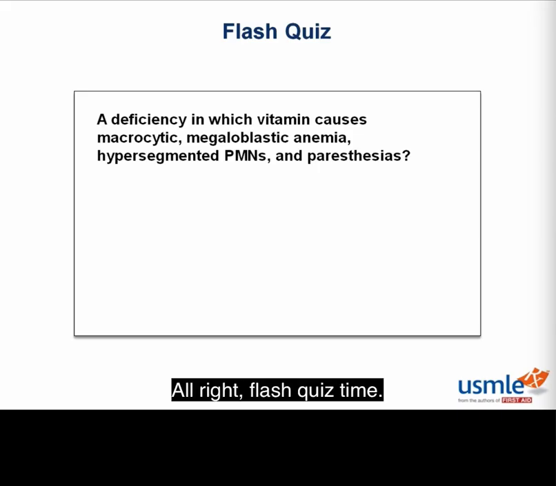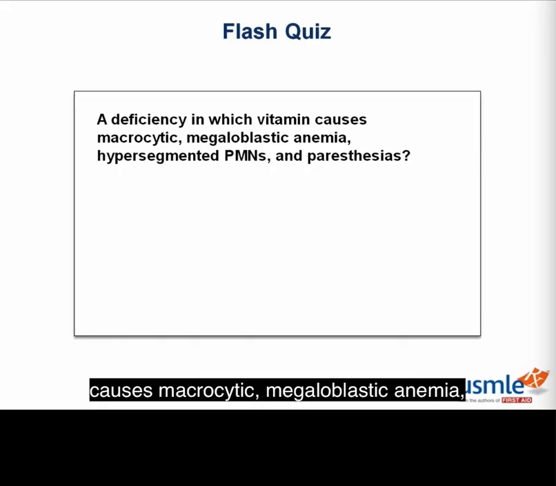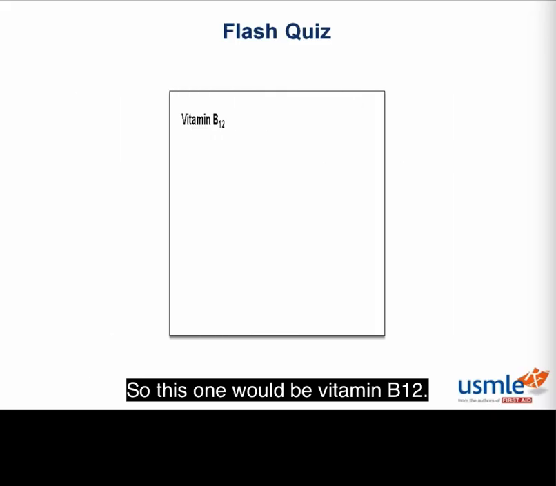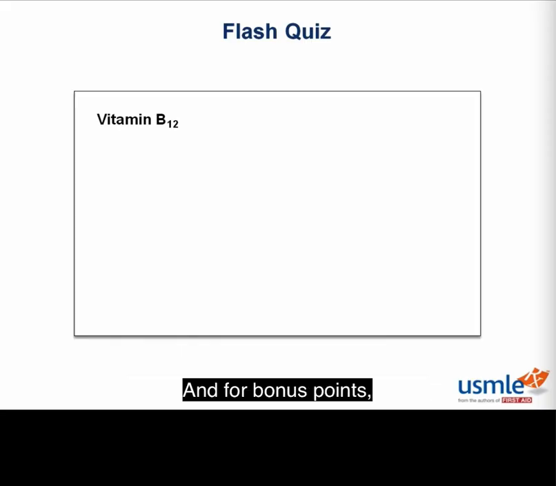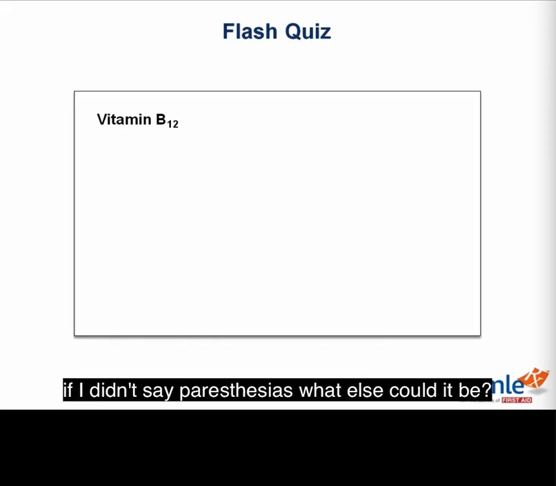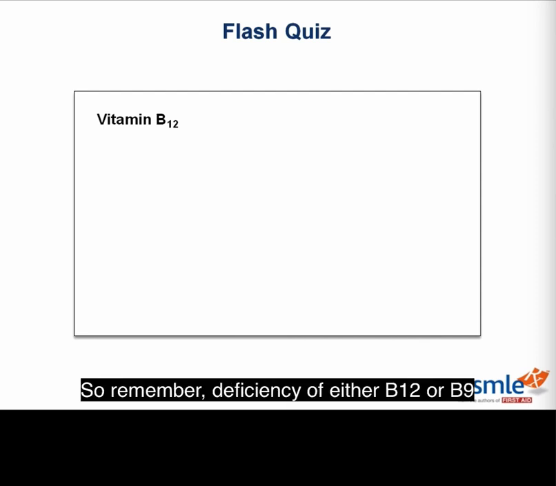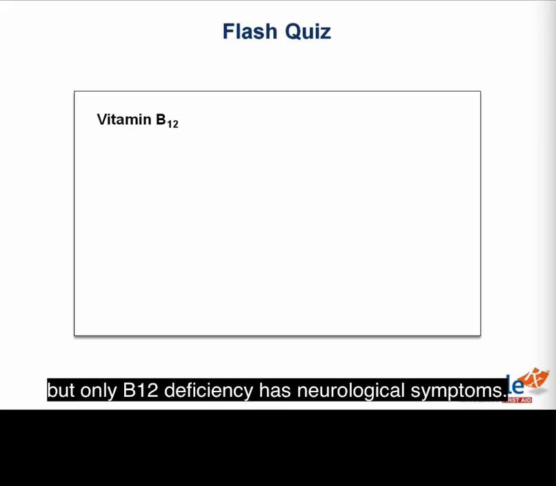Alright, flash quiz time. So a deficiency in which vitamin causes macrocytic megaloblastic anemia, hypersegmented PMNs, and paresthesias? So this one would be vitamin B12. And for bonus points, if I didn't say paresthesias, what else could it be? That would be vitamin B9. So remember, deficiency of either B12 or B9 can give you macrocytic megaloblastic anemia and hypersegmented PMNs, but only B12 deficiency has neurological symptoms.